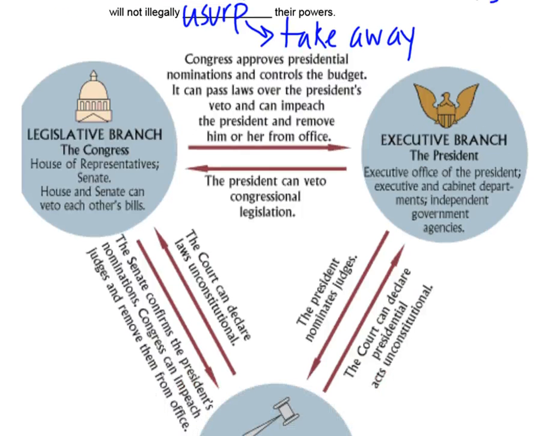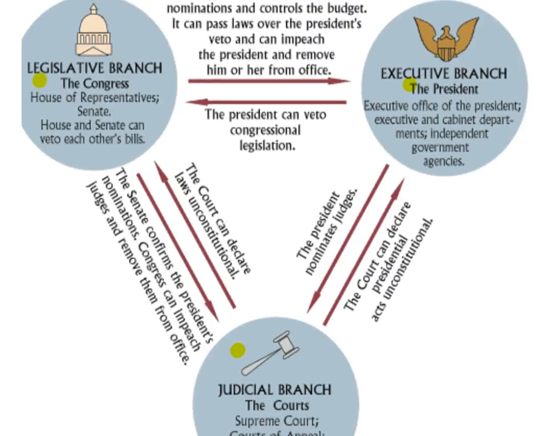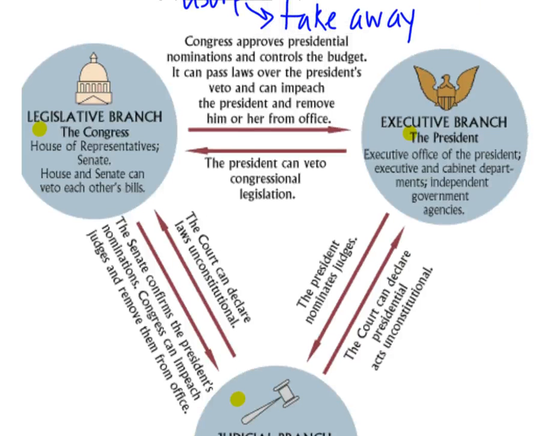Okay, so we have the legislative branch, we have the executive branch, and we have the judicial branch. All right, so the legislative branch we know is made up of Congress, House of Representatives, and the Senate. And the arrows, so for an example, if I'm going left to right, if you'll notice this arrow right here, okay, that's how the legislative branch checks the executive branch. So they can approve presidential nominations, control the budget, pass laws over the president's veto, and can impeach the president. So if the president vetoes a bill, which means he doesn't want it to go into effect, they can override it. It's very difficult to do that these days because Congress is so divided, but they could do that.